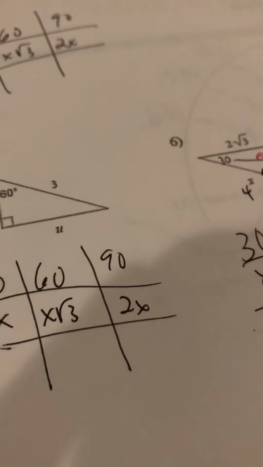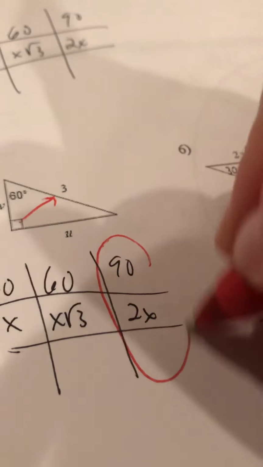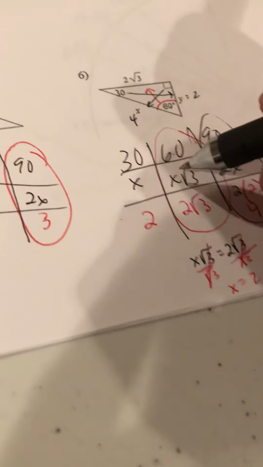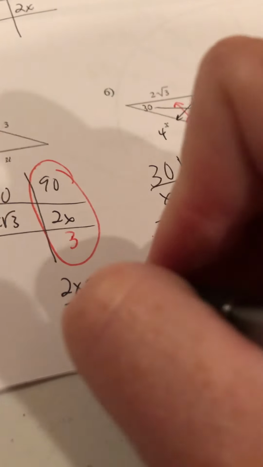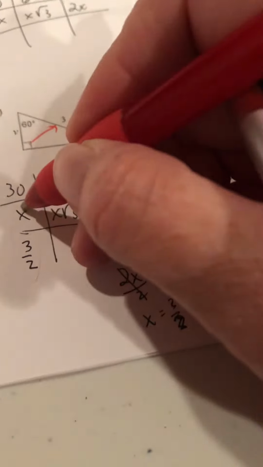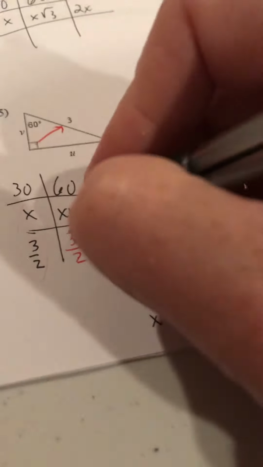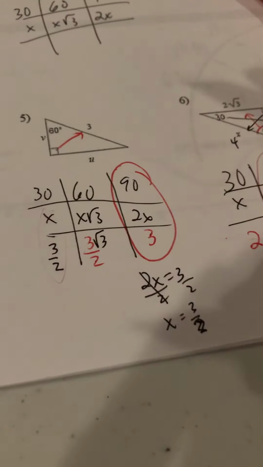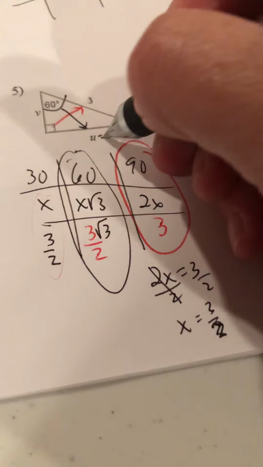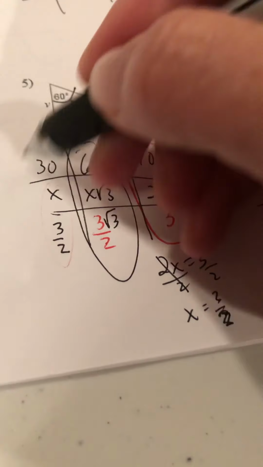All right. So this one says my 90 is 3. So if I were to solve, this one's not as easy. This one we could see, x is 2, done. Not so simple. So if I have 2x equals 3, and I divide by 2 on each side, I can see that x is 3 halves. And if x is 3 halves, this is 3 halves with a rad 3, or 3 rad 3 over 2. So across from my 60, u would be 3 rad 3 over 2, and across from my 30, v would be 3 halves.